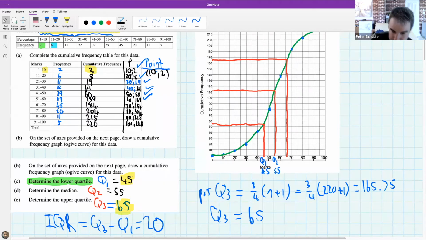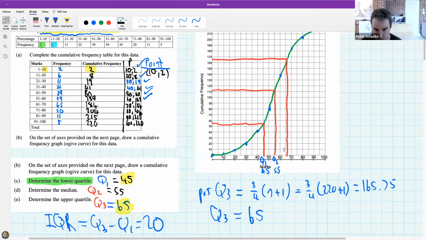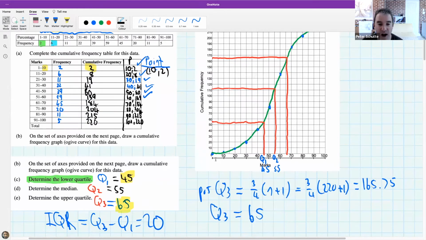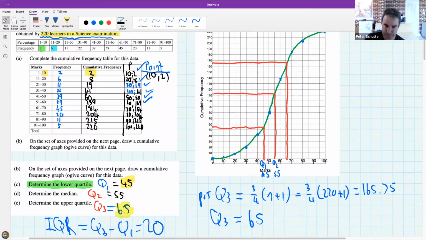That means that 50% of the students score between 45 and 65, in terms of interpreting the data. Guys, you're doing so well. You really are doing fantastically well. In fact, you're doing so well I think I'm going to add one last extra question.